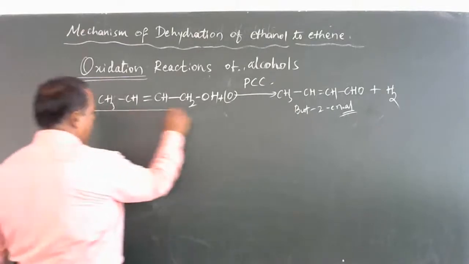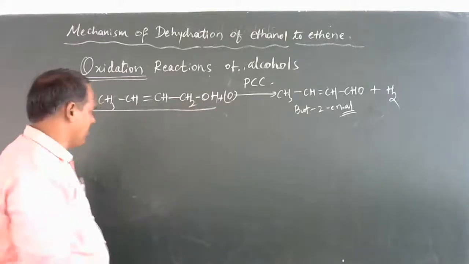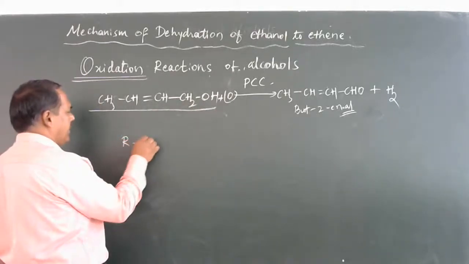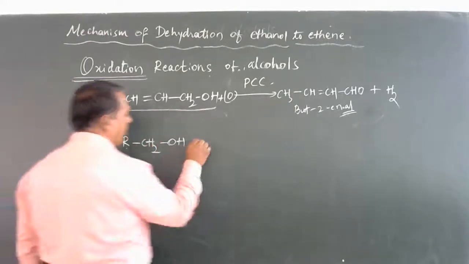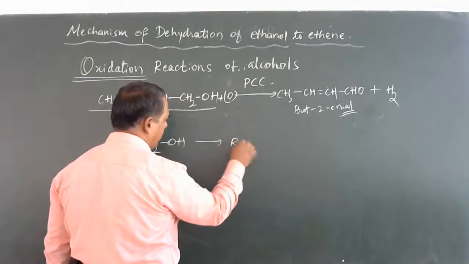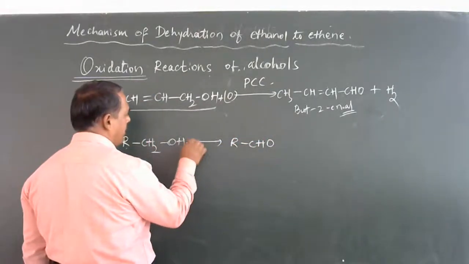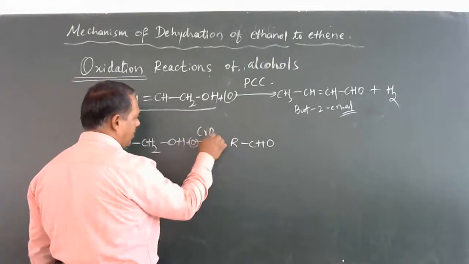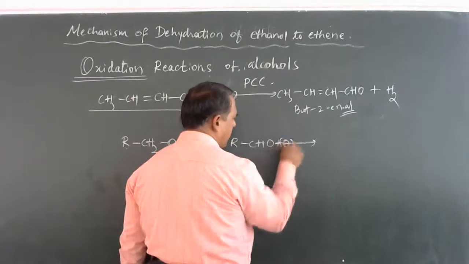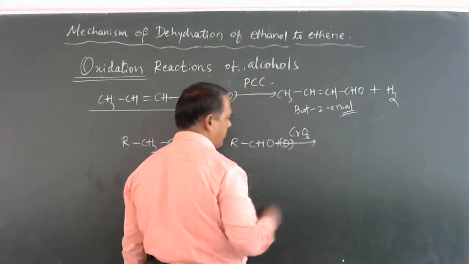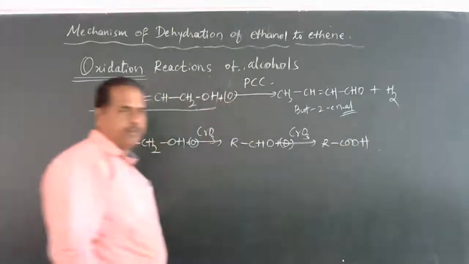Repeatedly I am going to tell you this equation, and many times it is asked in your annual examination. An aldehyde or ketone, or a primary alcohol RCH2OH, can be converted into an aldehyde by using a mild oxidizing agent, CrO3. This aldehyde can also be oxidized by a mild oxidizing agent to carboxylic acid in the next step.